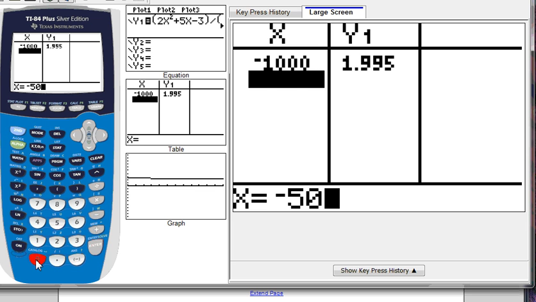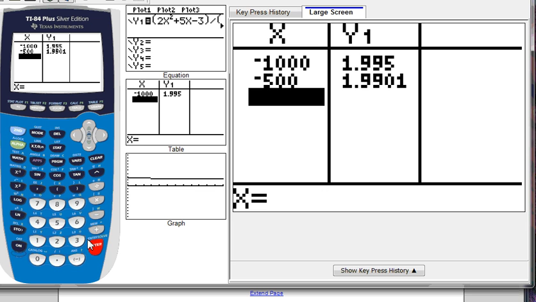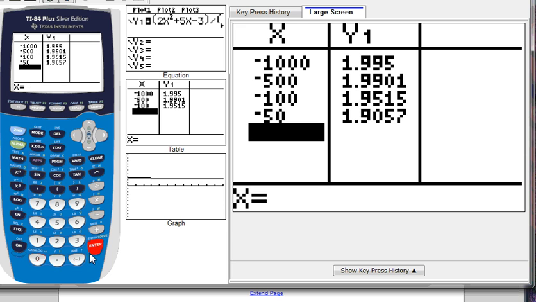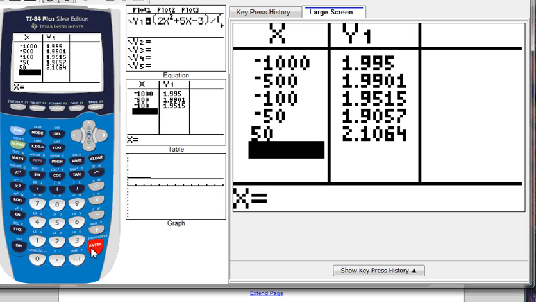Negative 500, there's my value. I think the next one's negative 100, there's my value. Negative 50, there's my value. Not negative, look at that, just 50. And so this is where I can get all the values. I already did 50, so I'll do 100.